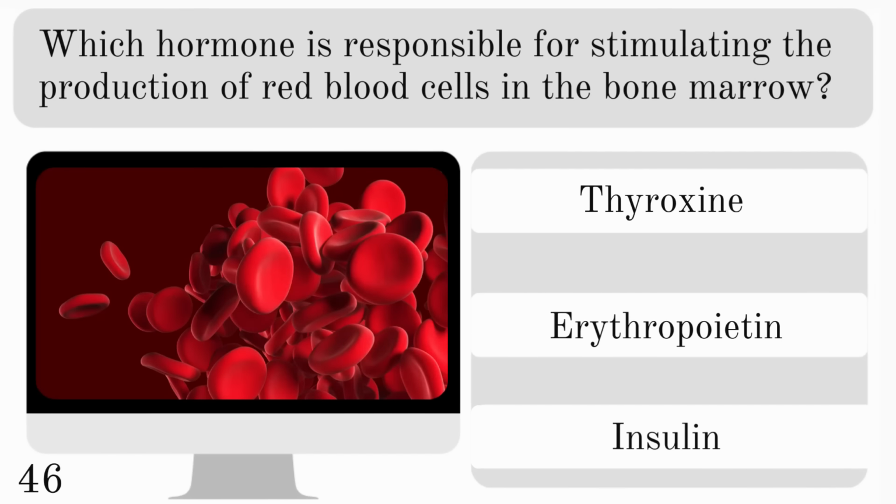Which hormone is responsible for stimulating the production of red blood cells in the bone marrow? Thyroxine, erythropoietin or insulin? And the correct answer, erythropoietin.